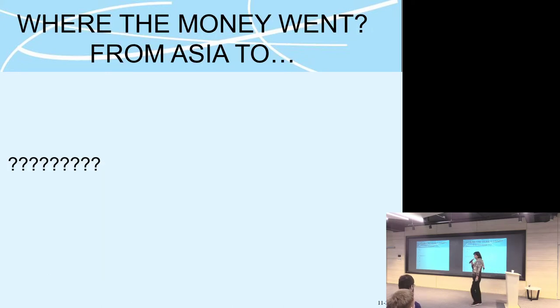And now the big question. Financial investors, as they move their money from South Korea, from Thailand, from Malaysia, from Indonesia, are not going to keep their money in their pockets. They have to move that money and put it somewhere else. So what do you think? Where did they put that money next? Where did the money go?